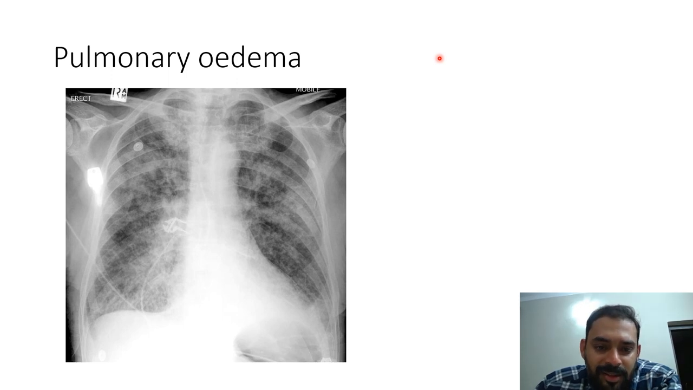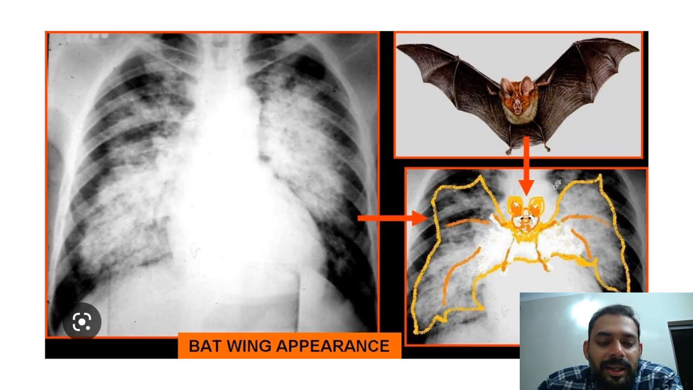And in this X-ray, you can see ill-defined opacities or shadows in bilateral perihilar regions extending laterally, suggestive of pulmonary edema. This is seen in left-sided heart failure. Another important sign is the bat wing appearance. As you can see, the perihilar region on both sides is described like the wing of a bat. So a bat wing appearance is seen in pulmonary edema. This is a very important finding, so always look for a bat wing appearance.